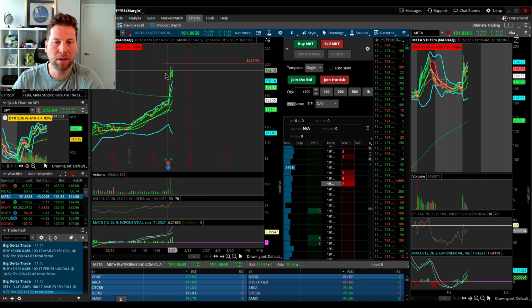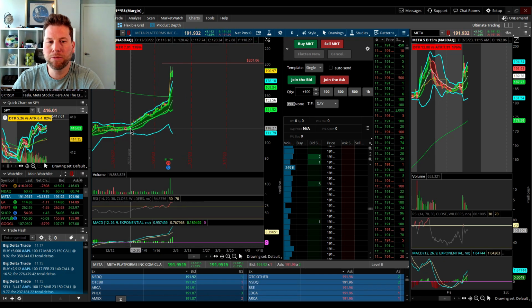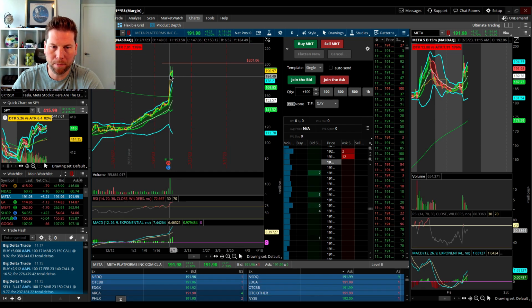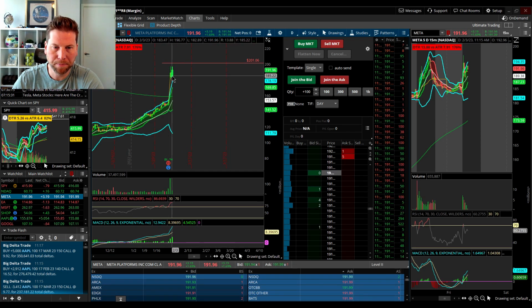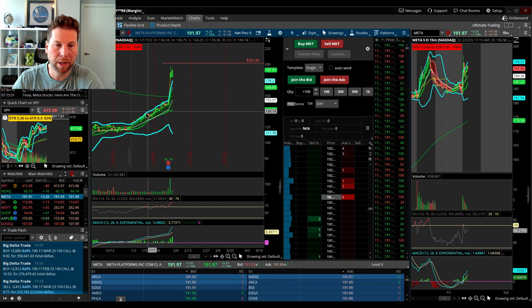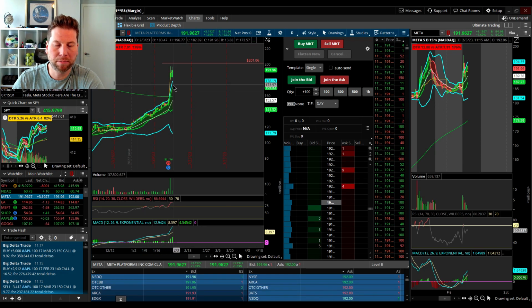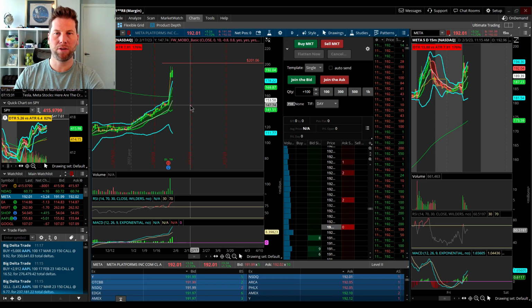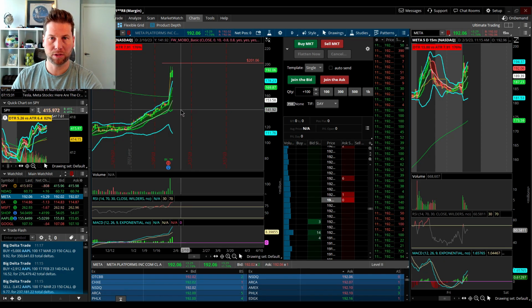So Meta, I'm taking a look at Meta. It's gone on an absolute tear from the beginning of the year. And they just had earnings come out. And we've spent 2 days beyond what's called the Bollinger Band. The blue line is the Bollinger Band here. And the Bollinger Band simply is showing you 2 standard deviations beyond the mean of the stock.